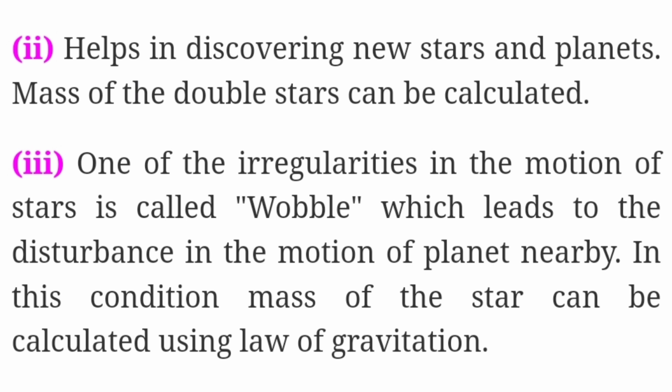Second point, helps in discovering new stars and planets. Mass of the double stars can be calculated. Third point, one of the irregularities in the motion of stars is called wobble, which leads to the disturbance in the motion of planets nearby. In this condition, the mass of the star can be calculated using the law of gravitation.